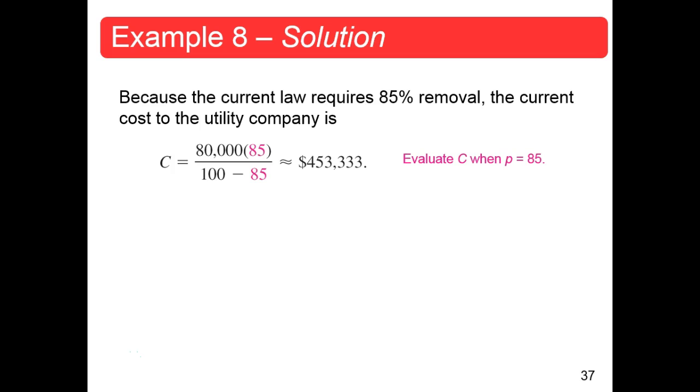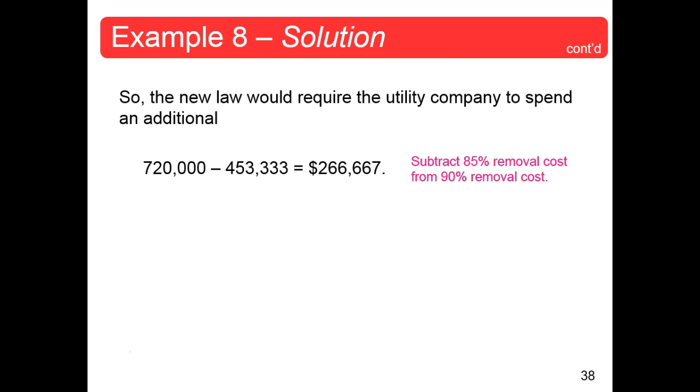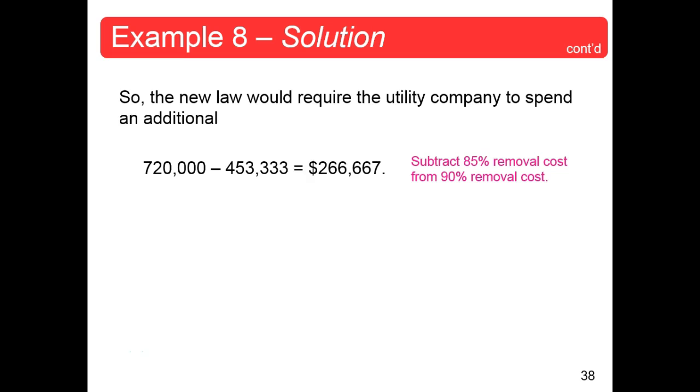Yeah, they're showing the same thing we did. There's the current cost. There's the 90%, what it would cost. Gave you a difference of $266,667. Oh, and they didn't even do the graph. Oh, thank you very much. So, but that is an example of a rational function. Okay, checkpoint. They have one there, well worth your time.